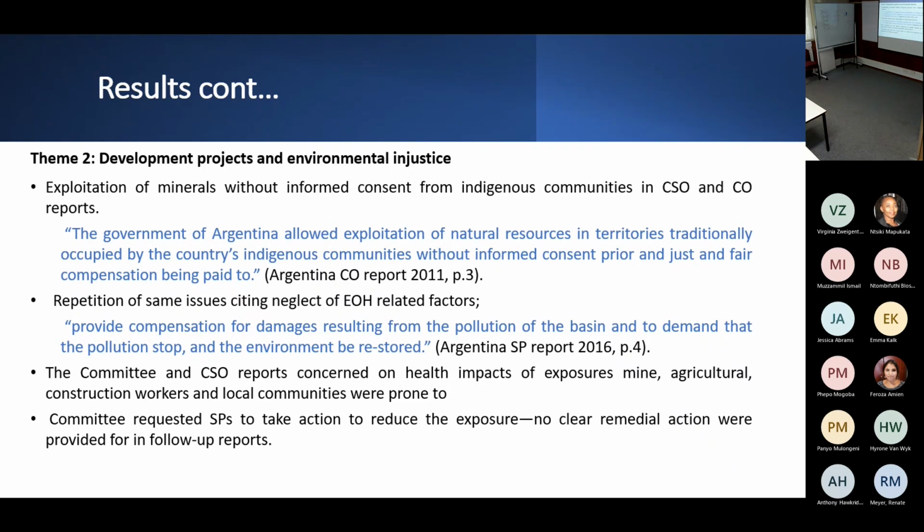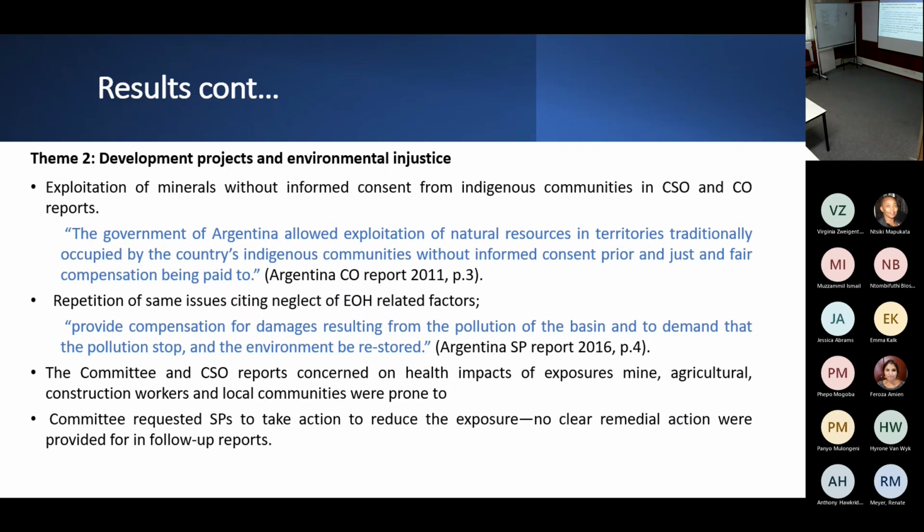And now, I think this actually speaks to the same thing, that the committee and the civil society reports were concerned about health impacts of exposures to these mines, which were also being allowed to exploit their resources without approval and consent from the indigenous population. So when they go and do these mining activities, the local communities were now exposed to poor air quality.